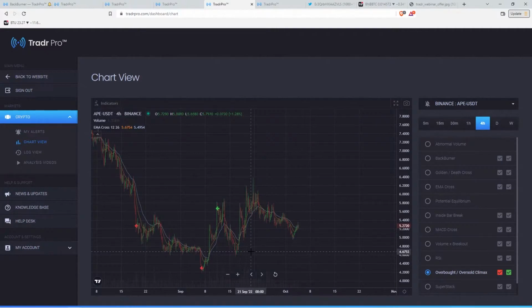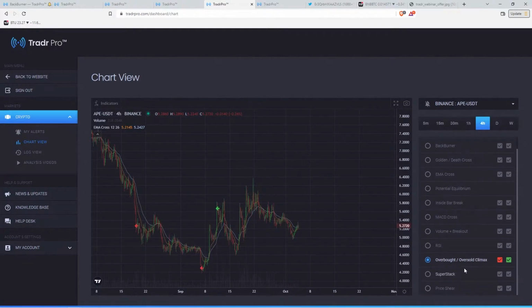So long story short, I would suggest using the more extreme proprietary alerts that we've got: the overbought, oversold climaxes, the super stacks, and the backburners. Let's break it down. Super stack and overbought and oversold climax are looking counter the momentum. They're looking for an exhaustion top or bottom to be set in a strong trending market. The backburner is looking to trade with the trend in a strong trending market.